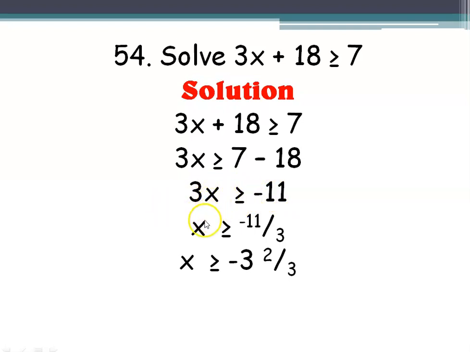3x divided by 3 will give me x, and minus 11 divided by 3. Okay, so 3 can go in minus 11 minus 3 times. I'm left with 2. So minus 3, 2 over 3. So that's the answer. X greater than or equal to minus 3, 2 over 3. That's the answer.